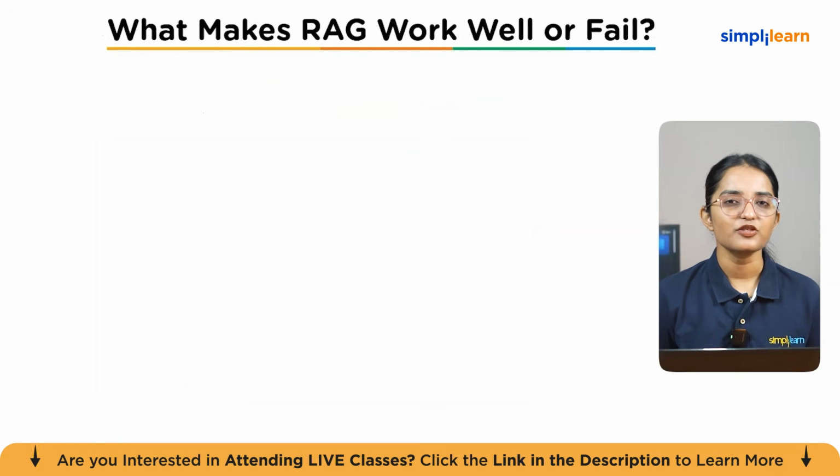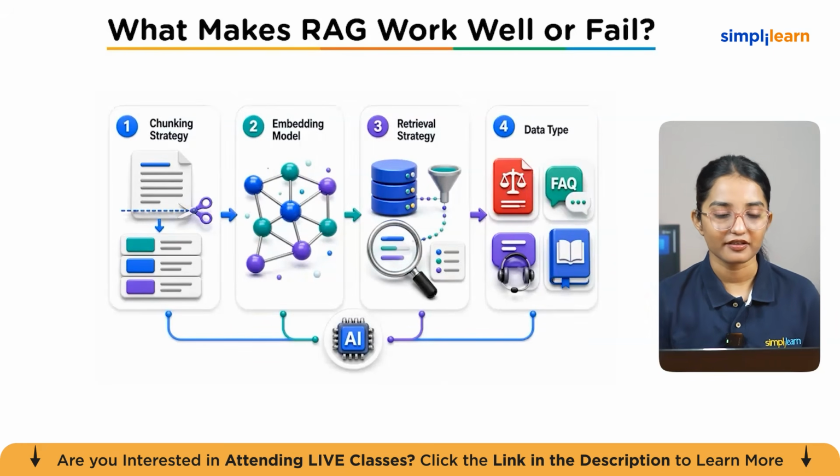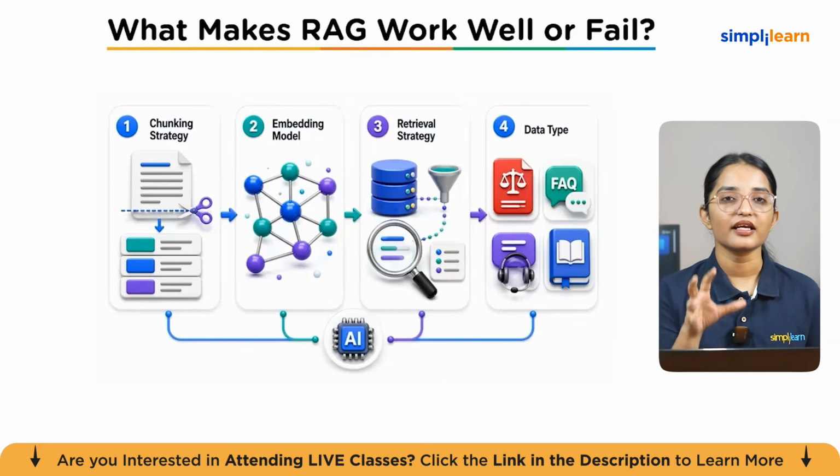Now, what decides whether a RAG system works well or badly? That's an important thing. RAG sounds amazing, but the quality depends on how well you build it. Here are the big factors. First is chunking strategy. If chunks are too small, they may lose context. If they are too large, retrieval may become noisy. Embedding model, a better embedding model can understand meaning more accurately. Then we have retrieval strategy.